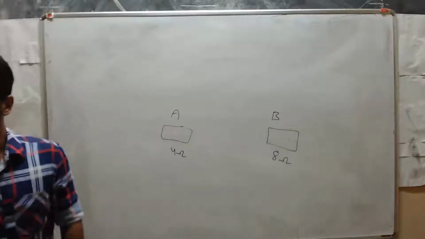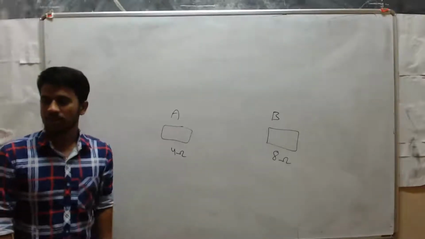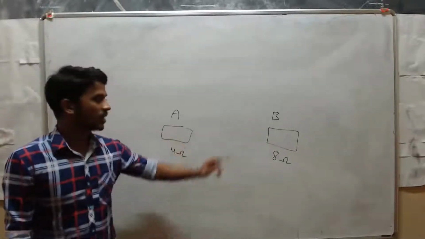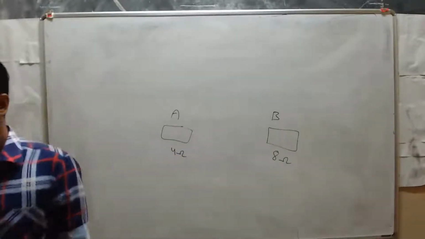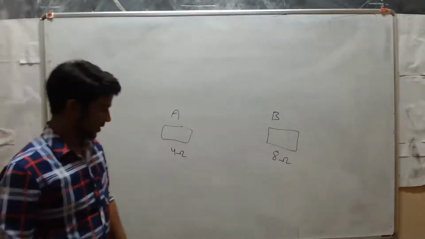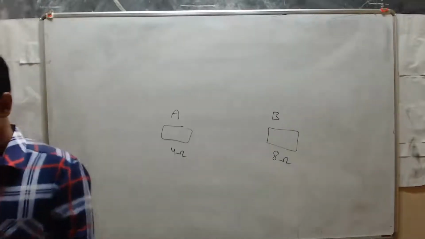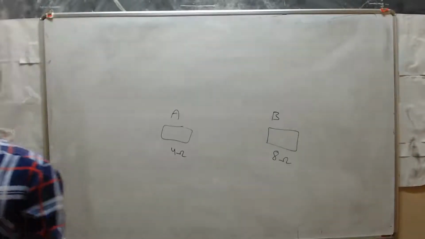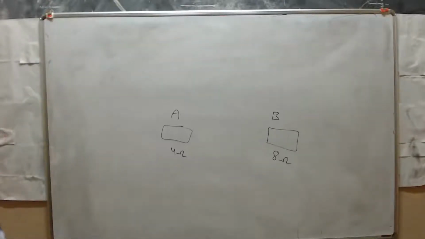I'm waiting for your answer. Quick. Out of these two, which one is a good conductor? Conductor A has 4 ohm and conductor B has 8 ohm. A is a good conductor. Okay. And Mr. Shreyas, you have answered 8 ohm. No, it's wrong. Yes, A is a good conductor.